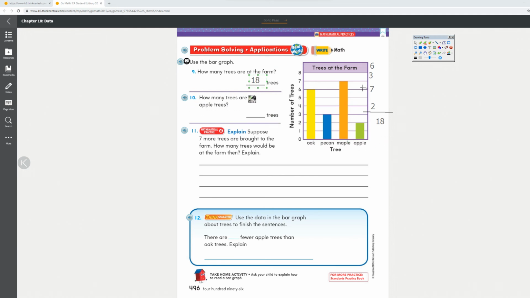Number 10, how many trees are not apple trees? So there are several ways you can do this one. You can count all of the categories except apple, or you can just subtract apple from what we just did. So if we know that there are 18 trees, let's just take away apple trees. So we're going to do 18 minus apple trees, which is 2. So 18 minus 2 is going to give us 16. Another way you could have done it was by adding again. You could have added 6 plus 3 plus 7, and that would have given you 16 as well.